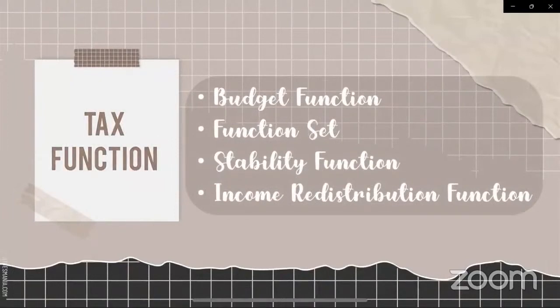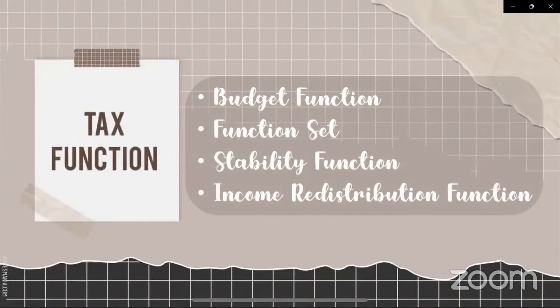The third is the stability function. With the tax, the government has the funds to carry out policies related to price stability so that inflation can be controlled. This can be done, among others, by regulating the circulation of money in the community, tax collection, and effective and efficient use of tax.